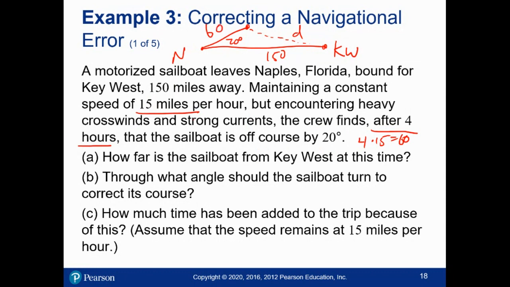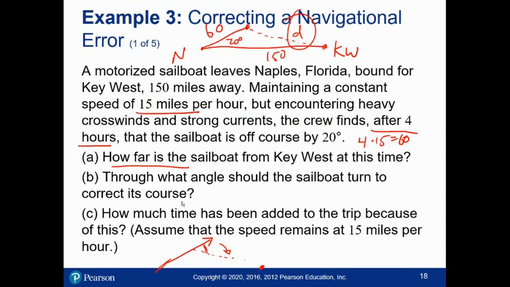So now notice I have two sides and one angle in between them. So that is a law of cosines problem. We're going to complete this triangle. And then what we have to ask is, what's the distance to Key West? What's this distance D? Then imagine this is the direction the boat has been sailing. It's trying to get to Key West, so what it has to do is execute a turn. So we need to find what's this angle here. How far does it need to turn?